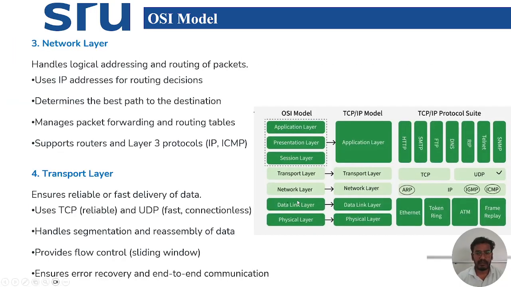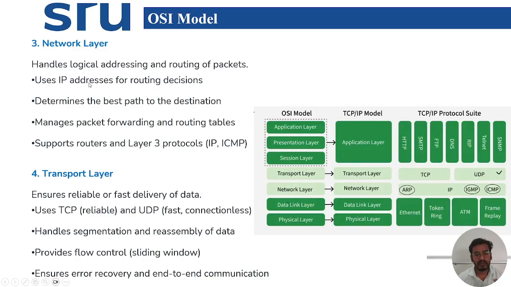Coming to the network layer, its role is to handle the logical addressing and routing of packets. In the data link layer, the data is framed, meaning the data is broken into different frames. The network layer handles the logical addressing and routing of packets: where they need to go, and how to route them to reach the destination.